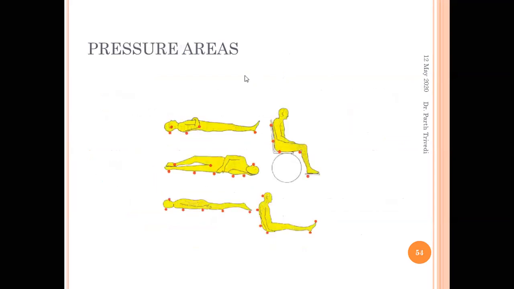So these are your pressure areas. Okay, occiput, ears, your scapular levels, your elbow, your heels, yes, ankle levels, groins, hip, yes. So these are your pressure areas, gluteal regions, knee, and different positions.